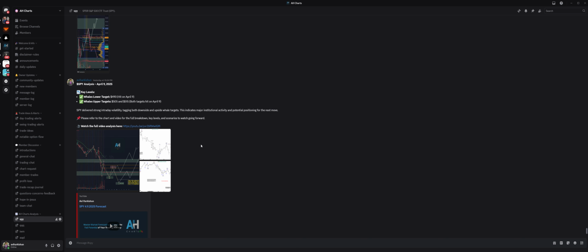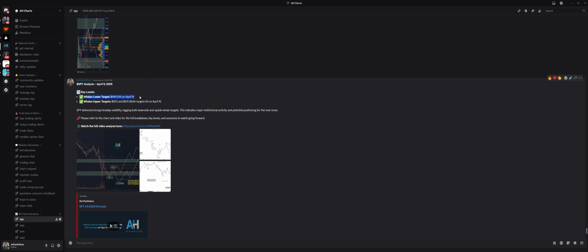Let's take a look at SPY, but before we do that, let's look at the analysis from yesterday, which was actually the forecast for today, April 9th, which I sent out on April 8th, the night before. So Wales had a lower target of 490. Wales had upper targets of 505 and 515. Both of these targets were hit on April 9th. No, that would be April 8th. That's my fault. So both of those targets were hit the day before, on April 8th.